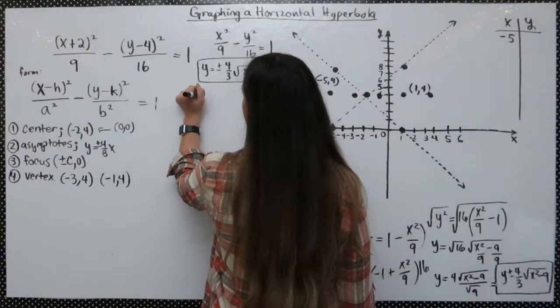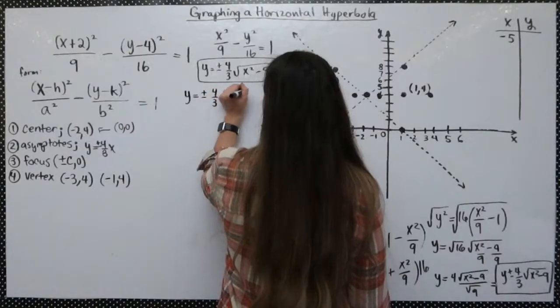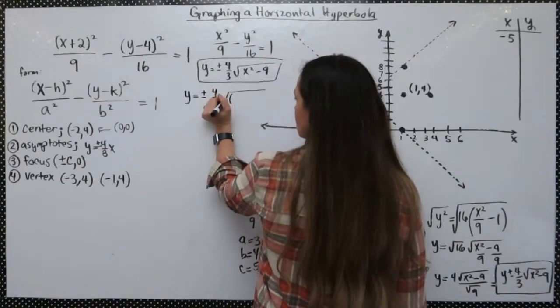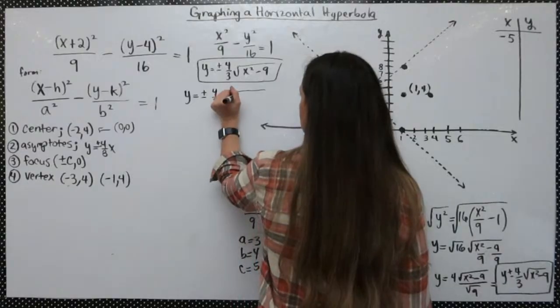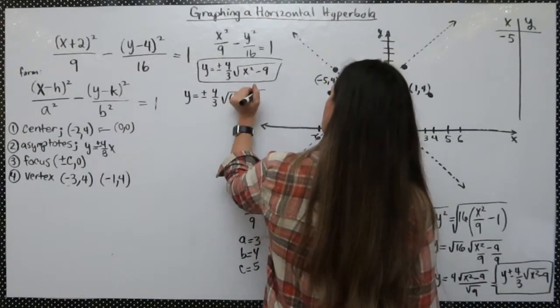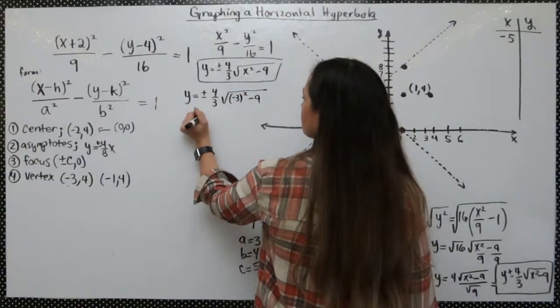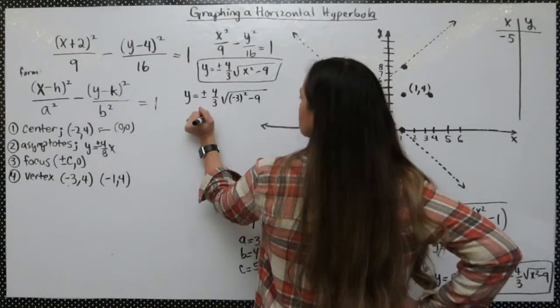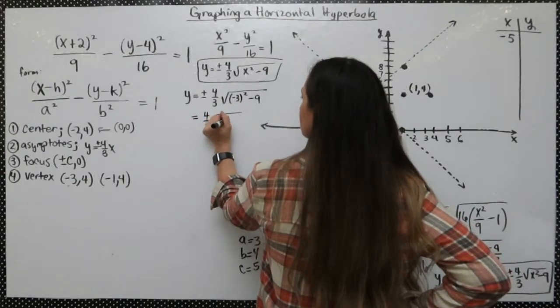So y equals plus or minus 4/3 times the square root. So what we're doing is we're plugging in -3 for x into this function and evaluating it. So we'll just do the positive 4/3 square root of 9 minus 9.